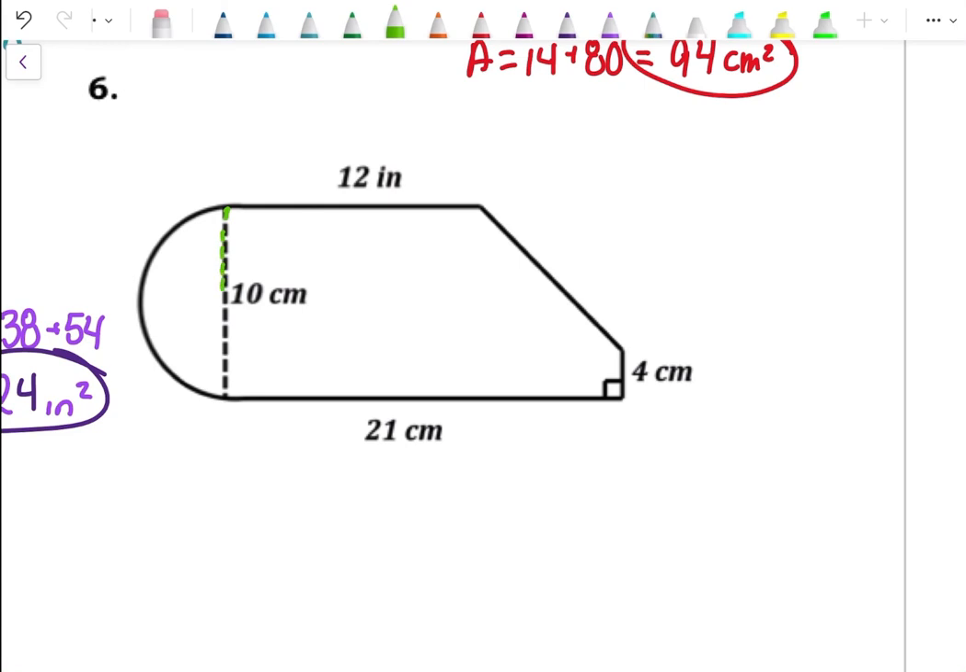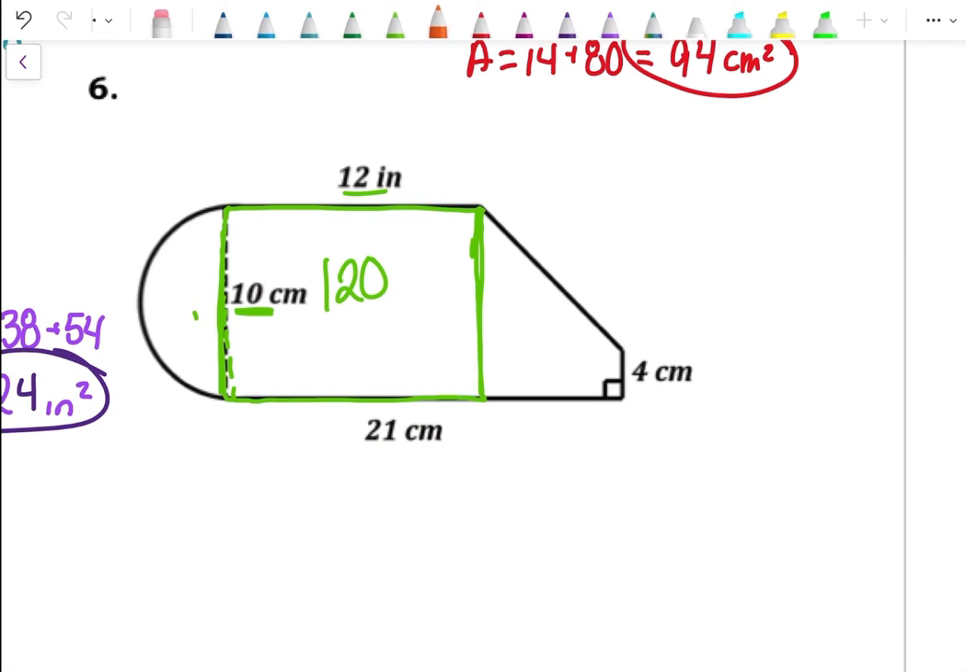Okay, number 6, you can see it already kind of breaks off part of this shape for you. We've got half of a circle right here. And then I'm going to break off this part also and make it a rectangle here. So to me, the easiest part would be finding the area of the rectangle, which would be 10 times 12, which is 120 for the area.